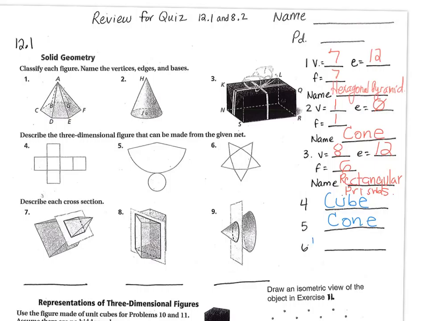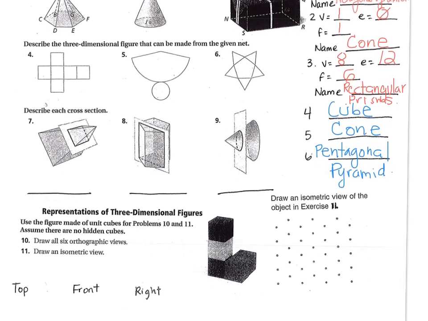Number 6? Pentagonal pyramid. Pentagonal pyramid, yes. So if it was a decagon, it would be decagonal pyramid, if the base has 10 sides. And octagonal, if it's an 8. It always kind of ends in -gonal. And 9 would be a what? Nonagonal, yes.